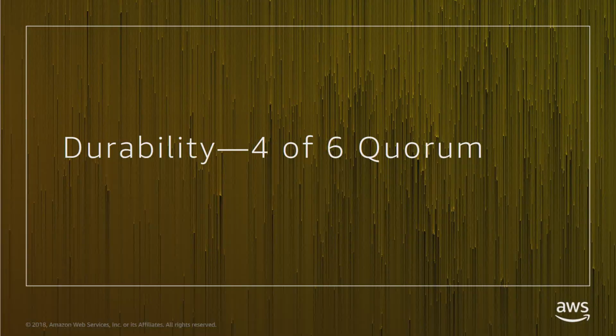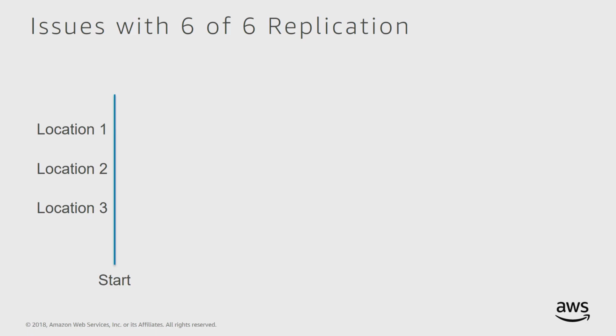So let's talk about durability, because this is one of the important features that we have and why we do a 4 of 6 quorum. When we started with RDS, we did EBS, and EBS basically has 2 copies behind the scenes when you get a volume in an AZ.